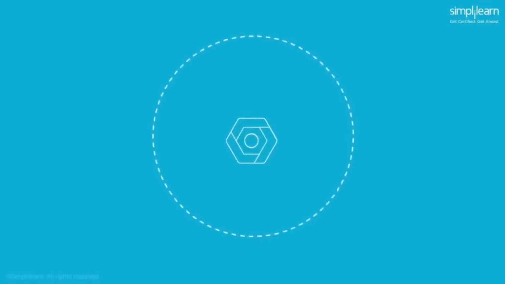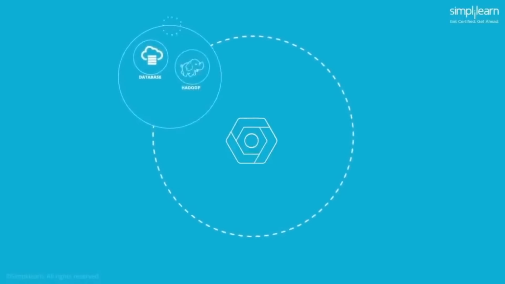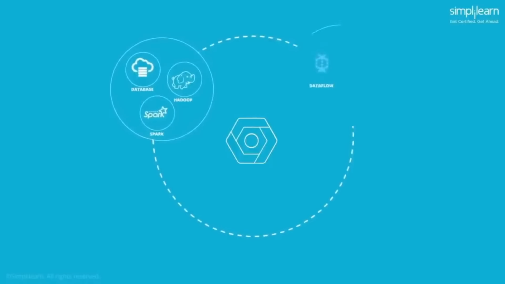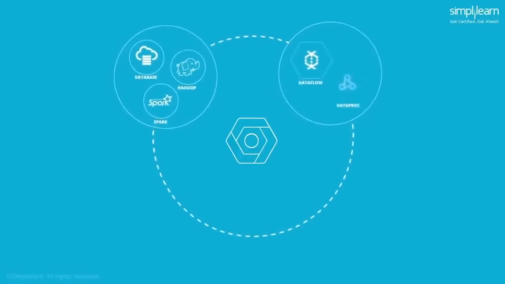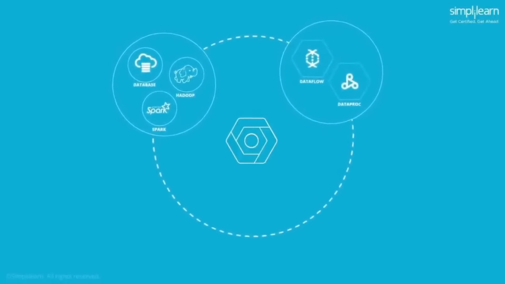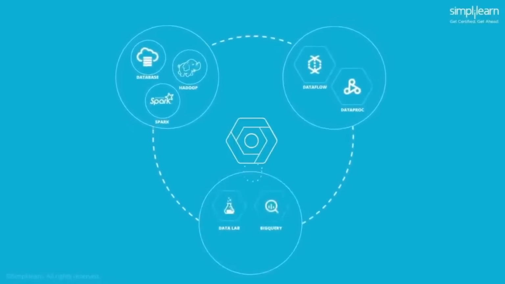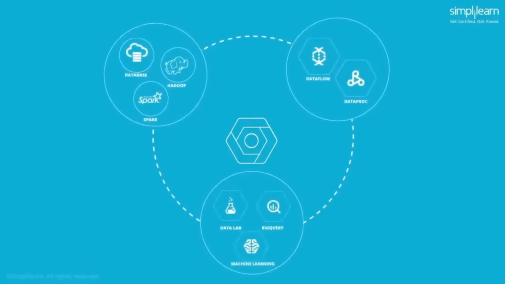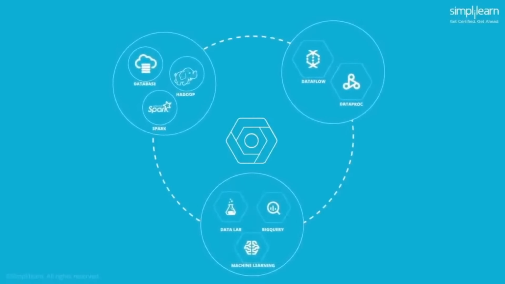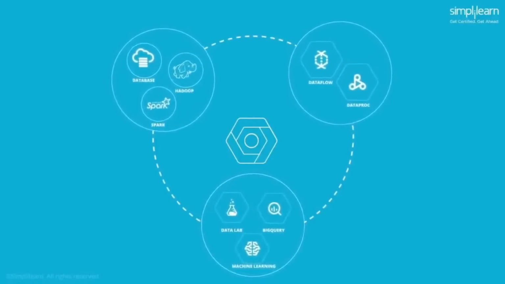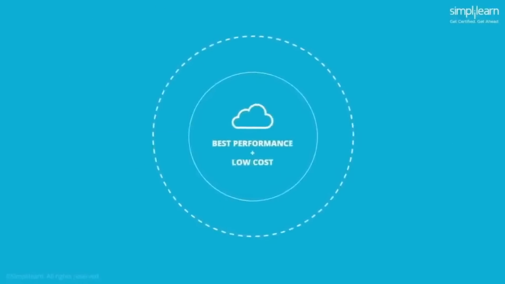Google is a pioneer in this space. The Google Big Cloud Data and Machine Learning Platform provides cloud databases, managed Hadoop and Spark services. With tools like Dataflow and Dataproc, the platform allows for highly scalable and reliable data processing. The Data Lab, BigQuery, and Cloud Machine Learning features make it a great choice for business intelligence, large-scale analytics, and machine learning. Its best-in-class performance and low cost makes Google Cloud popular and sought after.